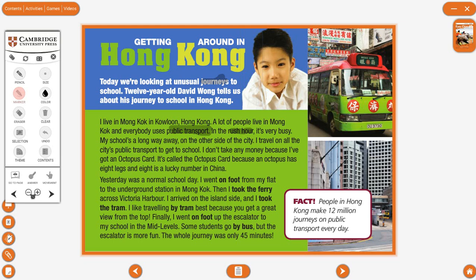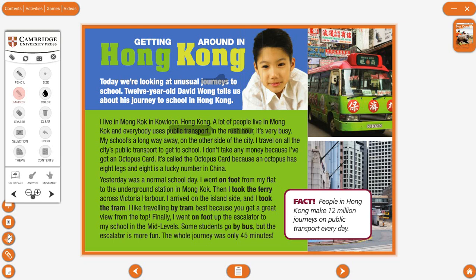I travel on all the city's public transport to get to school. I don't take any money because I got an Octopus card. It's called the Octopus card because an octopus has 8 legs and 8 is a lucky number in China.